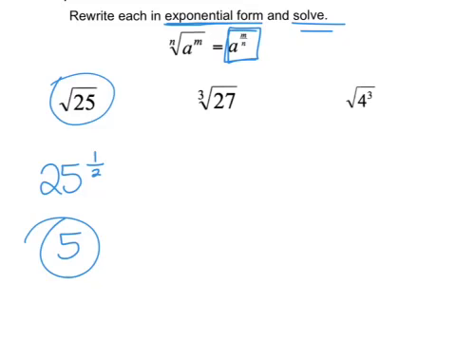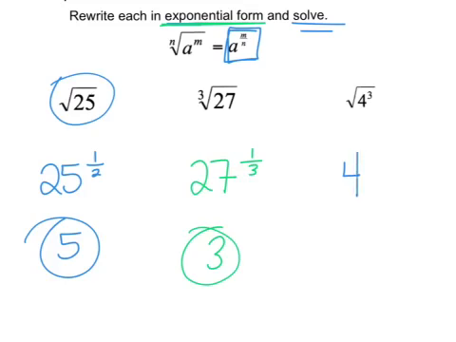The cubed root of 27, we may know that it's 3, but if we rewrite it in exponential form, it'd be 27. The power is 1, the index is 3. 27 to the 1/3. And last but not least, the square root of 4 cubed. Our base is 4, our power is 3, our index is 2. So we have 4 to the 3/2. And if we solve this, 4 cubed is 64. And then the square root of 64 is 8.